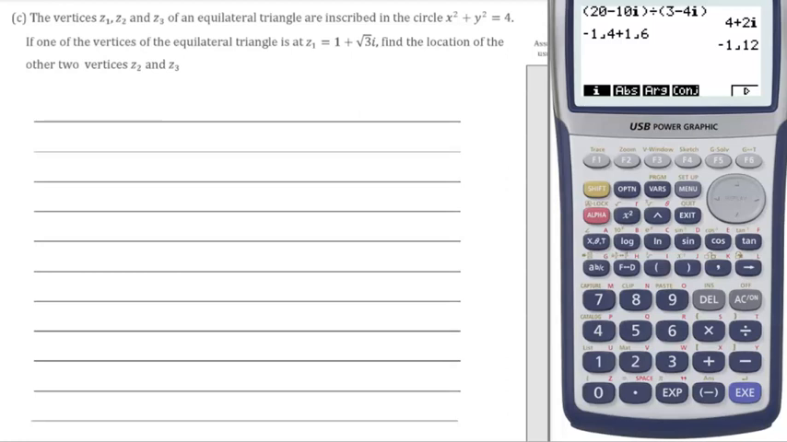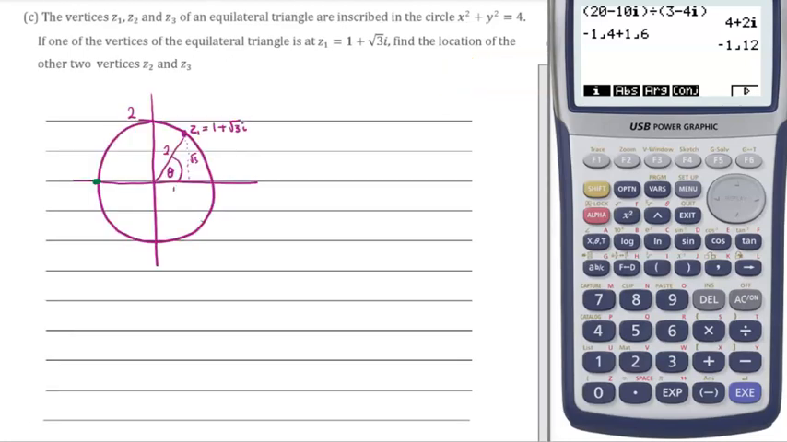Now part C is a little tricky to wrap your head around what's happening, so it'll help to have some diagrams with this. An equilateral triangle inscribed in a circle means that we have a circle with an equilateral triangle inside of it, like that. So that's what we're aiming to think about.